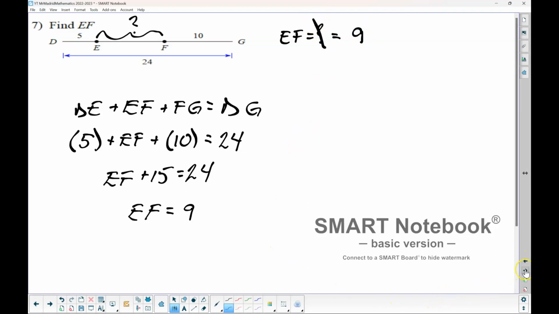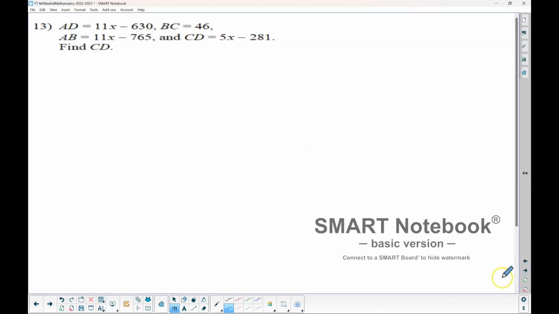Hopefully that was pretty simple, straightforward. You'll be doing a couple of those. And then next you will be doing some that look like this, which is pretty much the same thing. You'll be told, very important, that points A, B, C, and D are collinear, and positioned in that order. Find the length indicated.